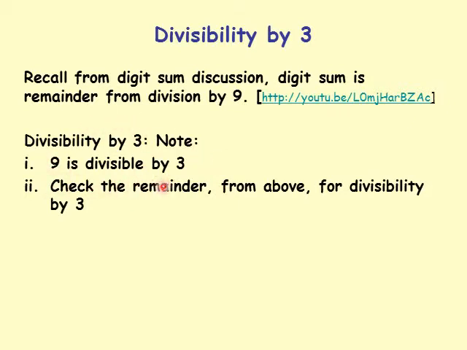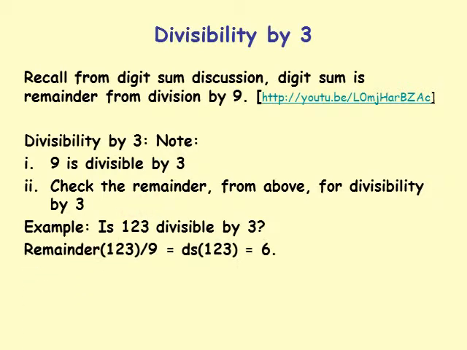We check that remainder for divisibility by 3. Okay, let's continue here. So let's look at an example. Is 123 divisible by 3? First we would take out all the 9s we can from 123, which is the remainder of dividing 123 by 9.